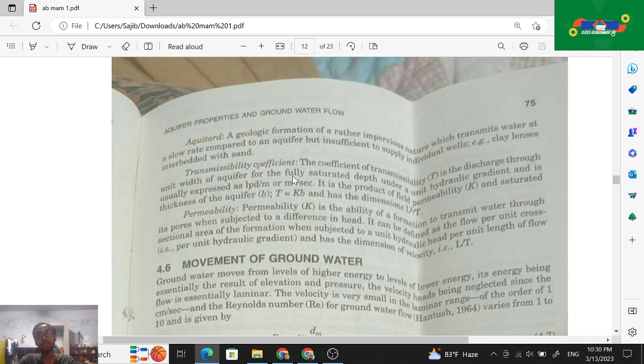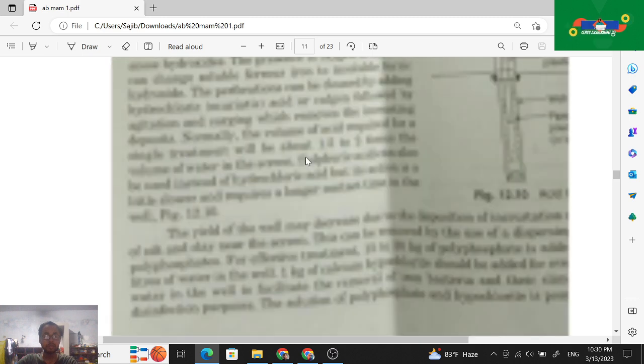An aquitard is a geological formation of a rather impervious nature which transmits water at a slow rate compared to an aquifer, but is insufficient to supply individual wells. Clay lenses interbedded with sand.